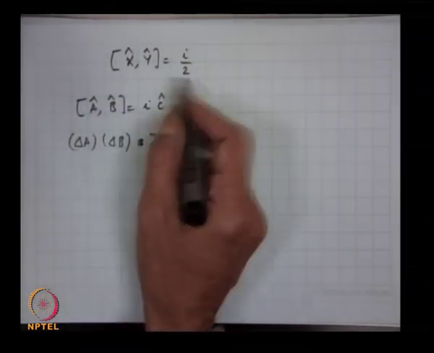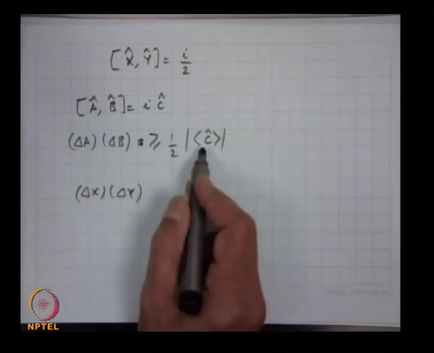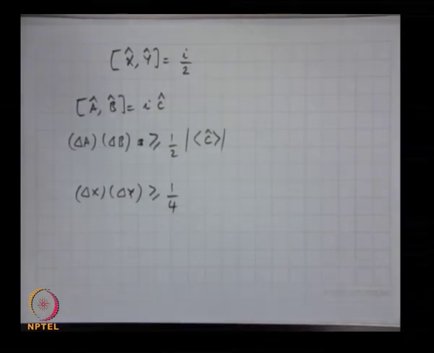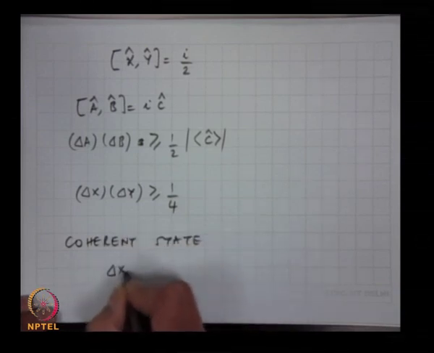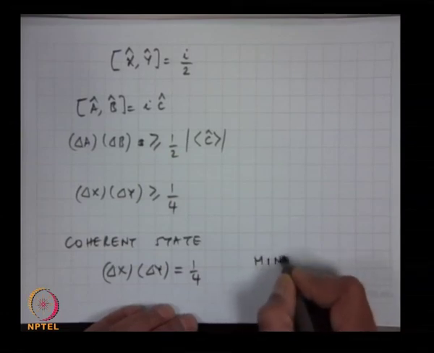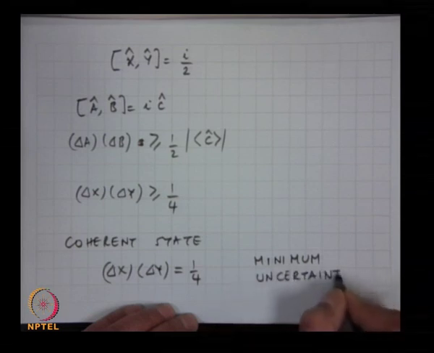So, because x and y satisfy this equation, delta x times delta y, because C is just 1 by 2, must be greater than or equal to 1 by 4. So, the product of the uncertainties in the x quadrature and the y quadrature must be greater than or equal to 1 by 4. For the coherent state we have just now calculated, delta x is half and delta y is half. So, for the coherent state, delta x delta y is equal to 1 by 4, and this is called a minimum uncertainty state.